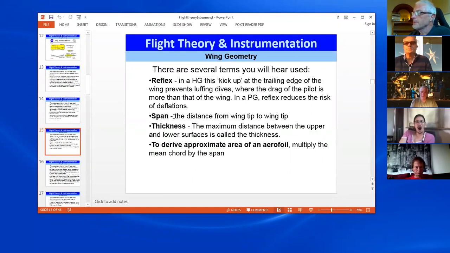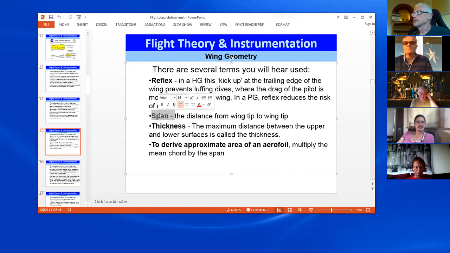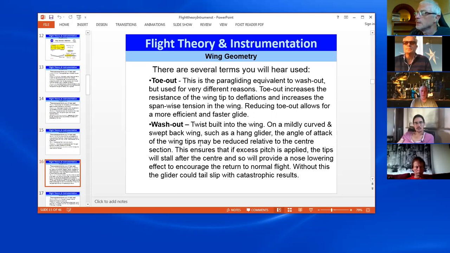Again, span is the main one we need to know, which is the distance from wingtip to wingtip. That's the span of your wing. So span and chord give you the aspect ratio. Tow out, don't worry about.